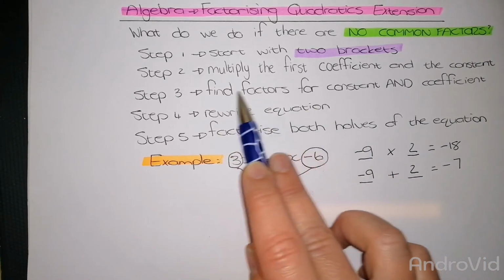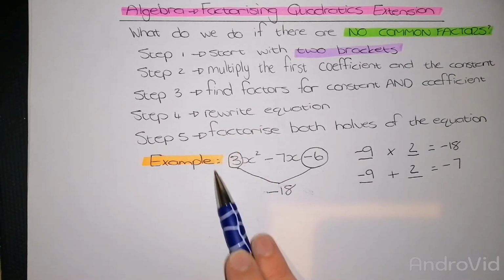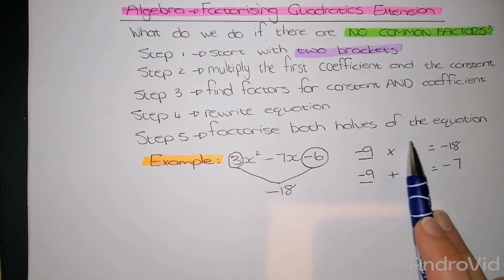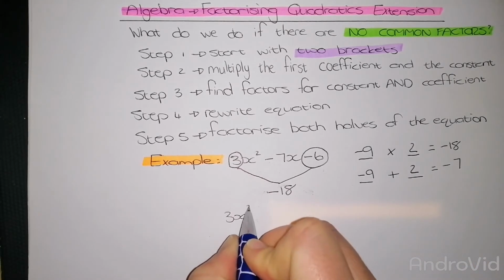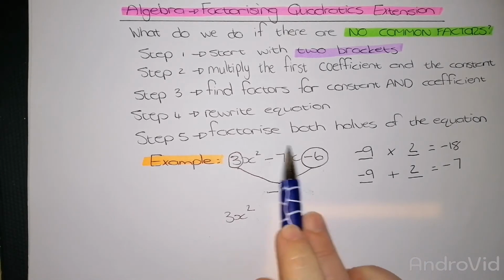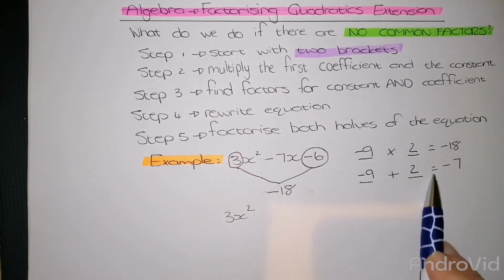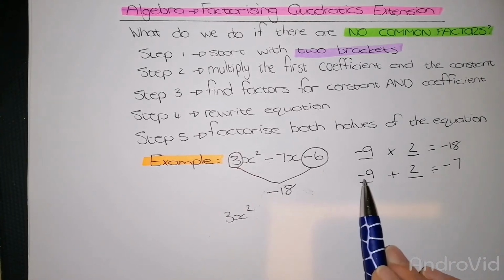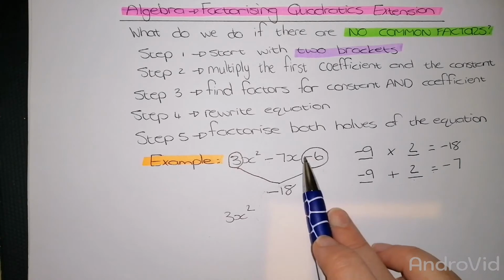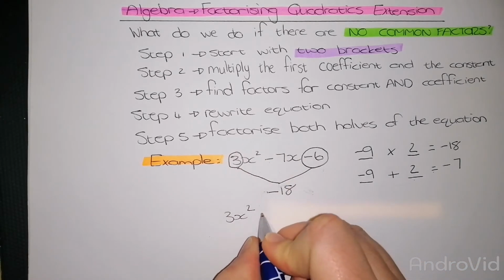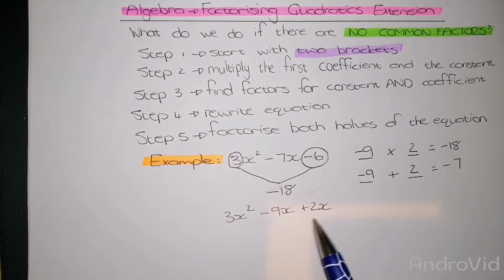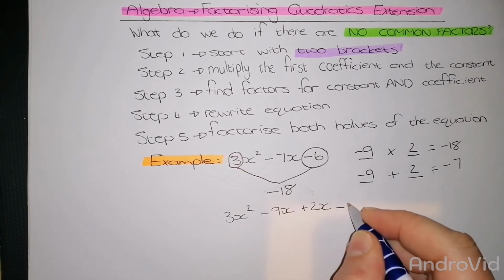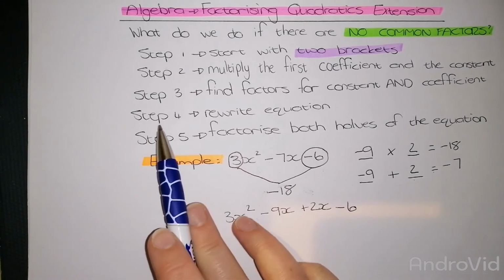What is meant by rewriting the equation is I need to write this equation again using these two factors. So I'm going to start with 3x squared. Instead of writing my -7x, I'm going to put these two terms in the middle because -9x plus 2x will give me -7x. So I'm going to start writing -9x plus 2x. Please remember it's very important to use your original constant when we rewrite this equation, -6. That is step 4 done.